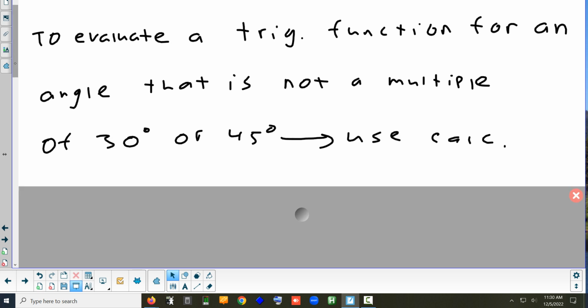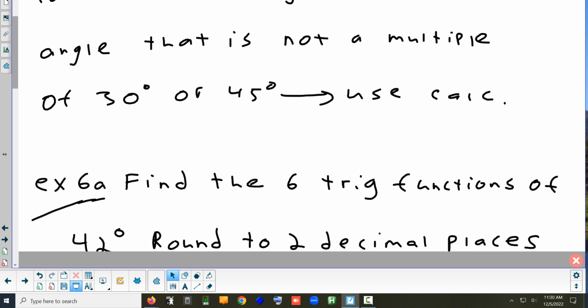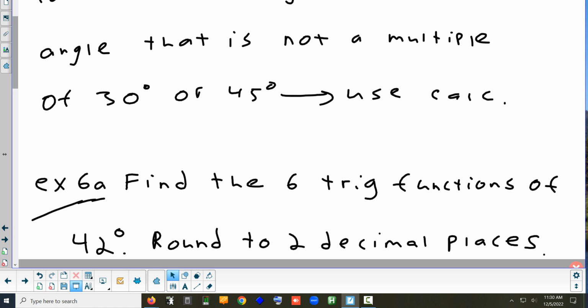So what do we do if we have to find a trig function that's not a 30 or 45? Like if we had to evaluate the sine of 42 degrees. We use the calculator. Oh, okay. 42 degrees is not one you're easily going to be able to find, if at all, an exact coordinate for.